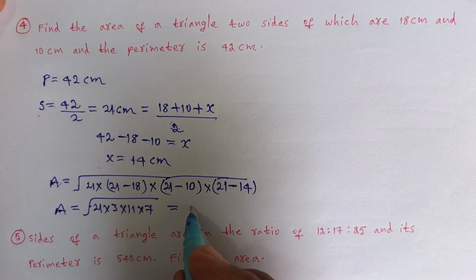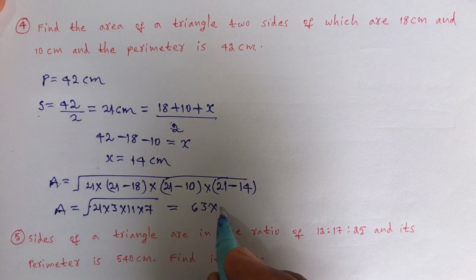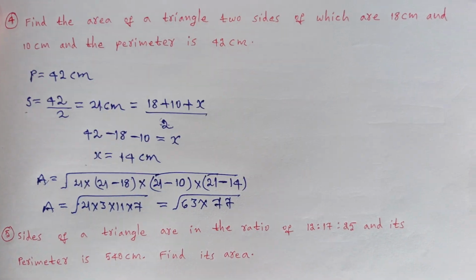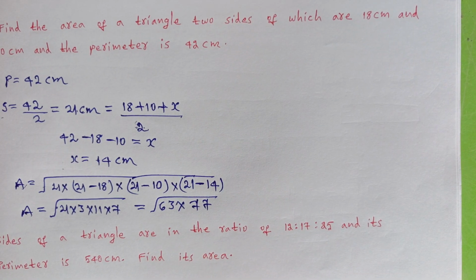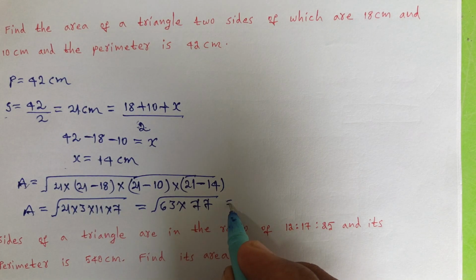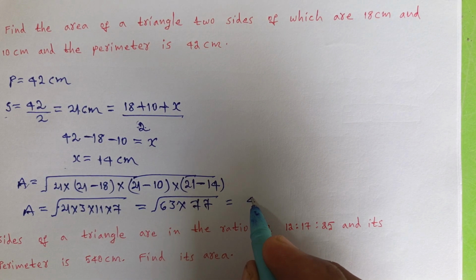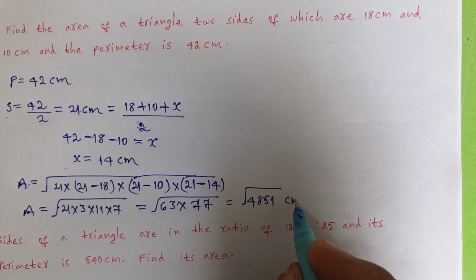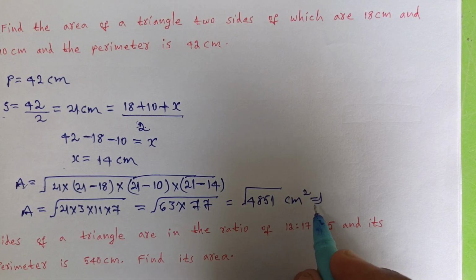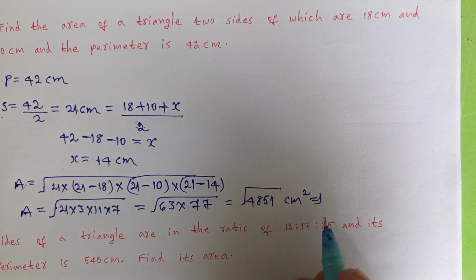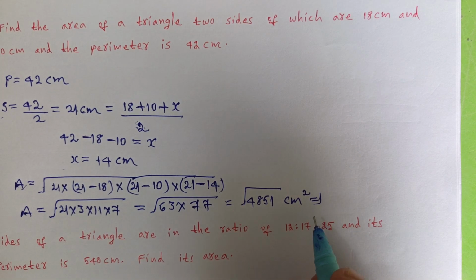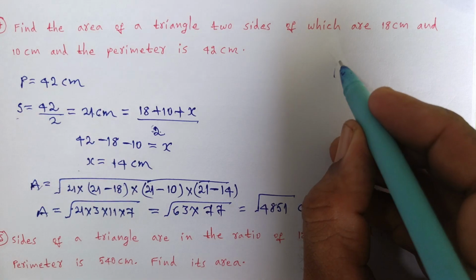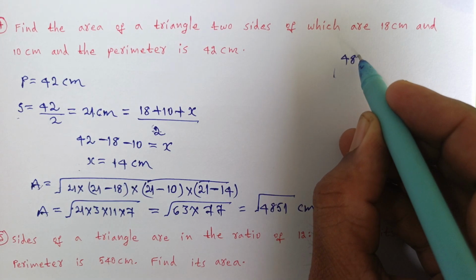So that is 21 3 is 63, into 11 7 is 77. So that means if you multiply these two, you will get 4851. So you can check it in the rough, centimeter square, and let's calculate the roots of this one. So here I am calculating 4851.